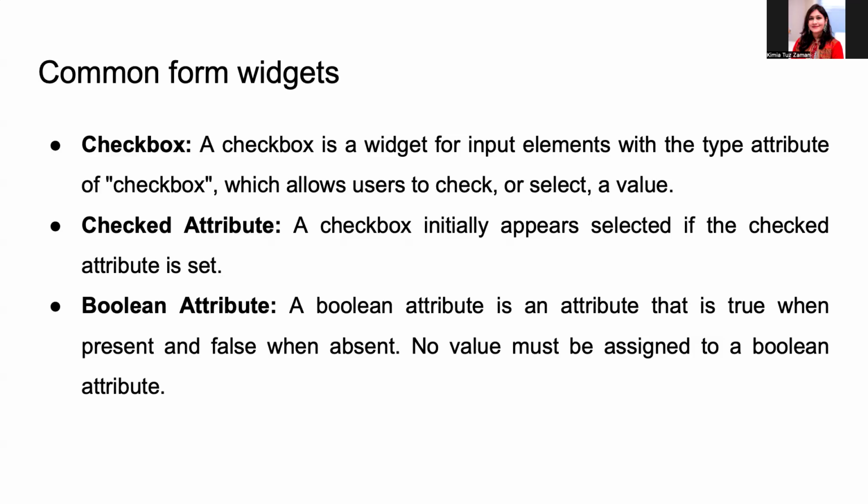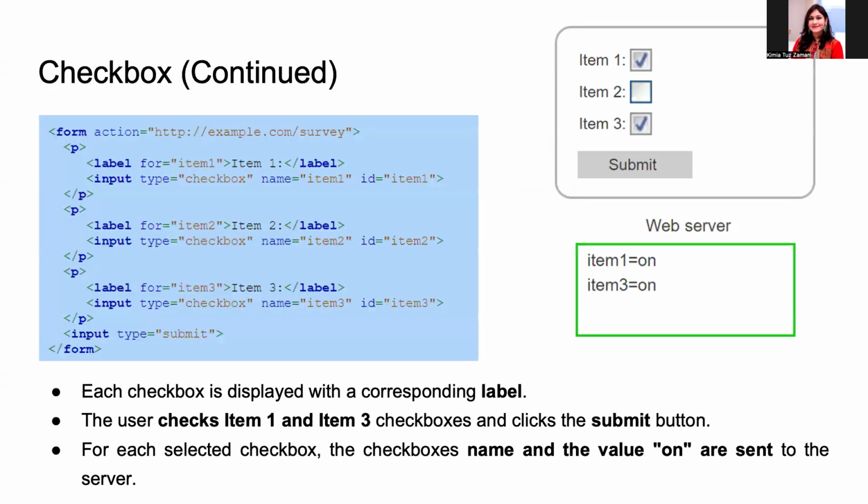Now, this brings us to the concept of a Boolean attribute. A Boolean attribute doesn't need a value assigned to it. Just having it present means true, and if it is not there, then it's false. For example, if you write checked inside the input tag, the box will show as selected automatically.